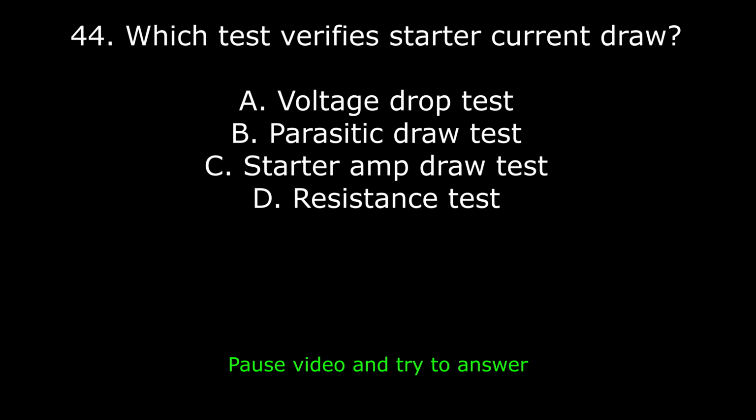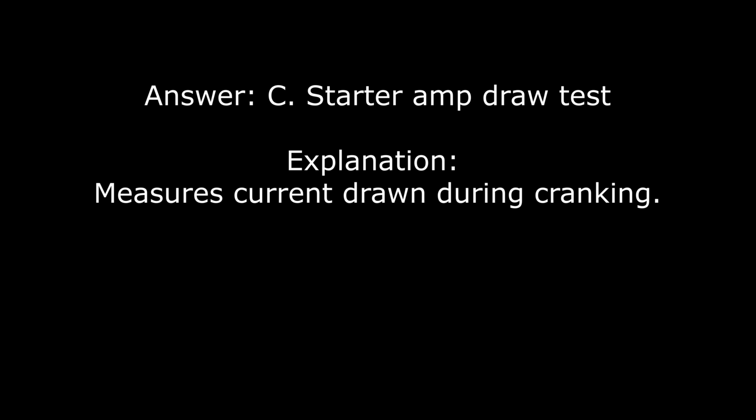44. Which test verifies starter current draw? A, voltage drop test. B, parasitic draw test. C, starter amp draw test. D, resistance test. Answer: C, starter amp draw test. Measures current drawn during cranking.